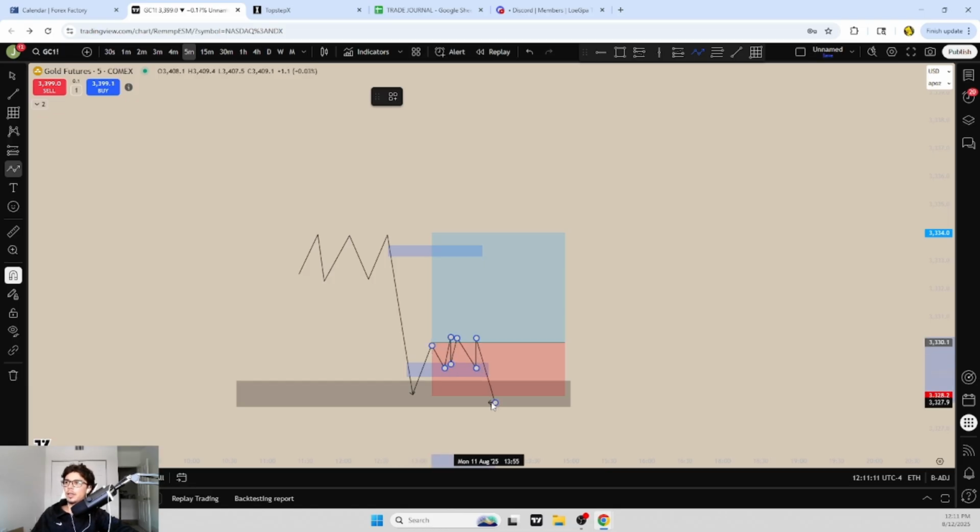Now, if we end up just chopping around after that, well, that's just not the best PA, right? And sometimes that happens. We're not going to win every single time. Sometimes this will happen even though the setup is an A+. It is what it is, right?